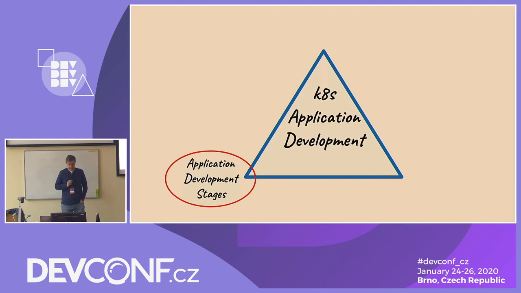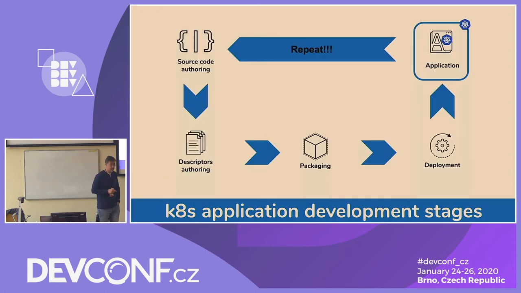Second angle on the triangle of Kubernetes application development: application development stages. What I mean by this is when we develop applications, we go through different cycles of things typically to make them happen. So as developers, we author the code, so we create the application itself: Node.js, Perl, Python, Java, of course. Then in the Kubernetes world, we create some descriptors, the deployment descriptors. Sadly, we have to do them because there is no easy way for something to generate them for us.